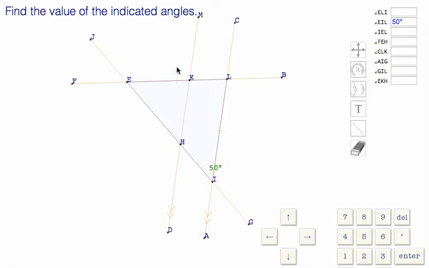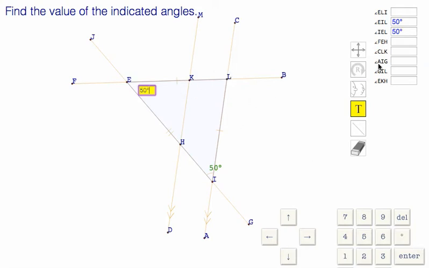Whenever you have an isosceles triangle, the angles opposite the equal, congruent sides are also congruent. What I mean by opposite is if you walk away from this side, eventually you bump into that angle. So if this one's 50, then this angle over here is going to be 50, and it happens to be angle IEL. So that's 50 degrees.